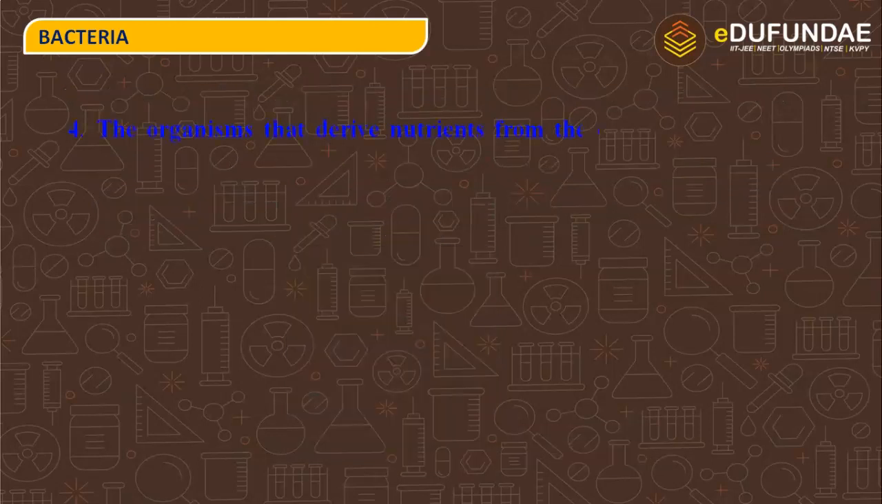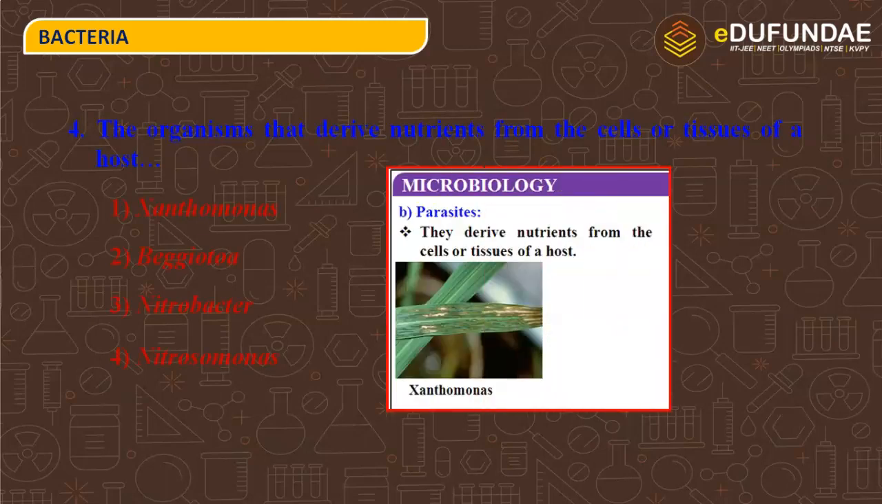The organisms that derive nutrients from the cells or the tissues of a host, they are the Xanthomonas, Beggiatoa, Nitrobacter as well as Nitrosomonas. So first, when we say that a parasite is there, so it is the Xanthomonas. They are deriving the nutrients from the cells or the tissues of a host, and in return it is causing harm to the particular plant, and that is why it is being considered as a parasite.